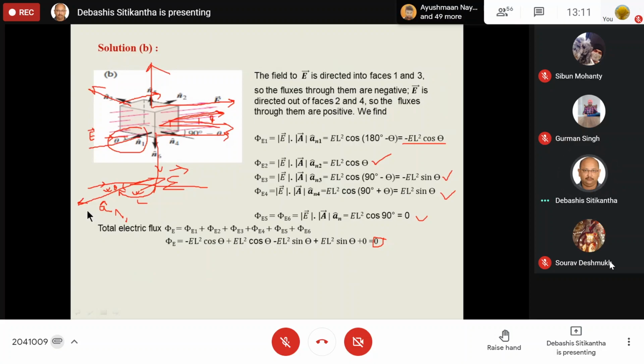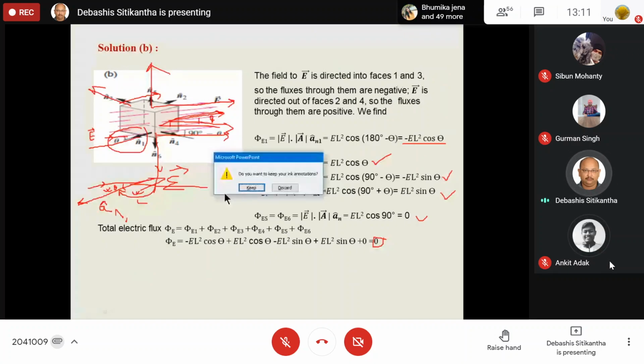Gauss law, and I hope everybody has understood it. We have solved a number of problems on that, and I hope you people can easily solve it.